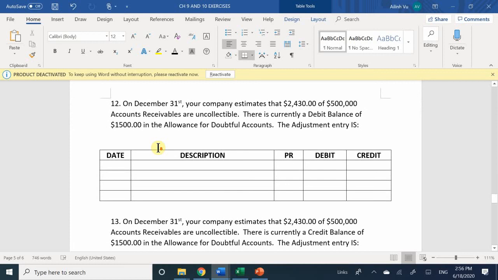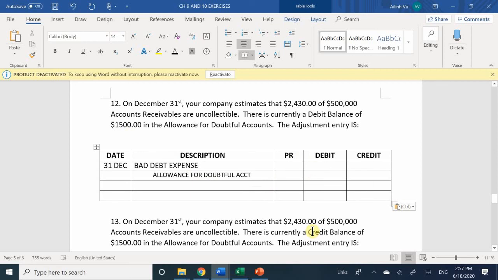All right, number 12. On December 31st, your company estimates that $2,430 of its $500,000 accounts receivable are uncollectible. There is currently a debit balance of $1,500 in the allowance for doubtful accounts. What is the adjustment entry? Bad debt and allowance for doubtful accounts. That's correct.